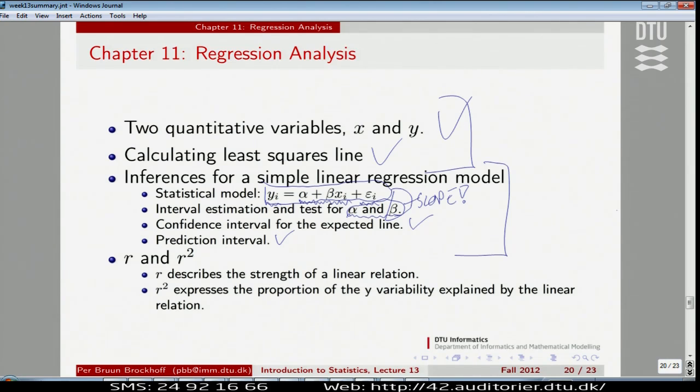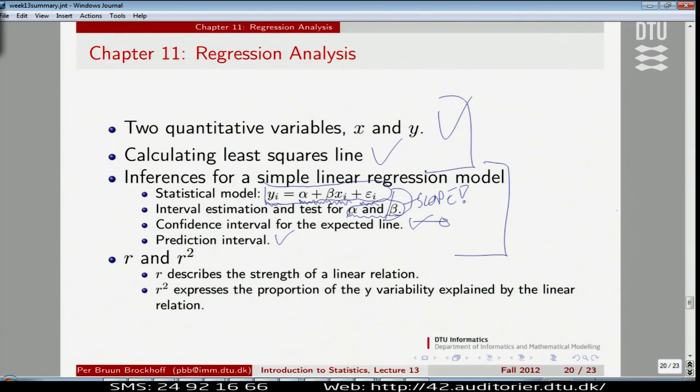If I'm having weight as the y and height as the x, I could use the line, if I made a line there, to estimate the average weight for guys that are 180 centimeters, right? That's the population average weight. That would then be a confidence interval I could apply there. Then I could use the line in a different way.